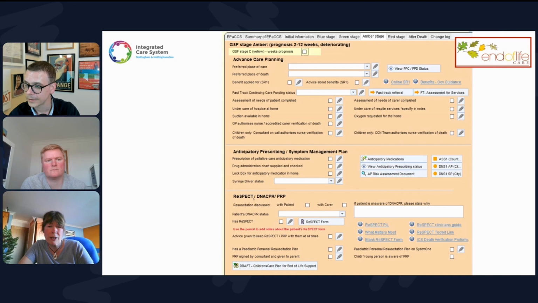So you can record if and when you're starting a syringe driver. There's different codes on there on the drop-down box. If the person hasn't yet got a respect form, it prompts you to start one. But for those that do have a respect form, it should be a prompt to review the existing respect form and make sure that it's still fit for purpose.